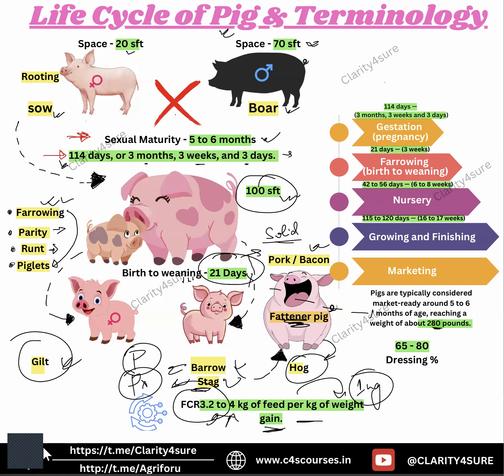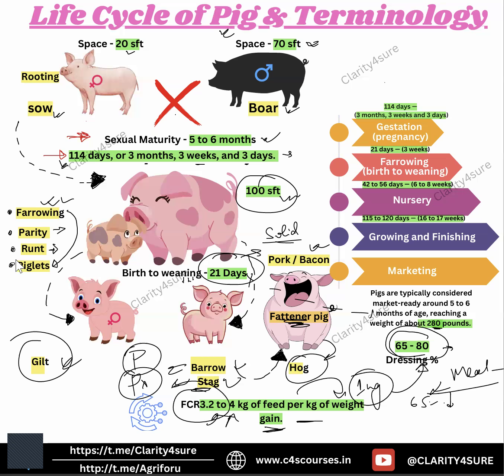One other important feature of pigs is the dressing percentage. Dressing percentage means after removing all the waste part, whatever meat is available, whatever pork or bacon is available. This is one of the highest among all the animals. If you compare poultry, beef and others, the highest percentage is of pig only, that is 65 to 80%, because in the rest it is below 65%. So this is also one of the important features of a pig.